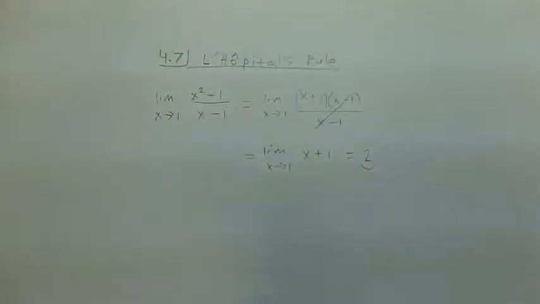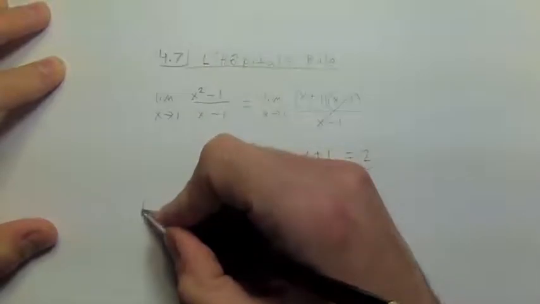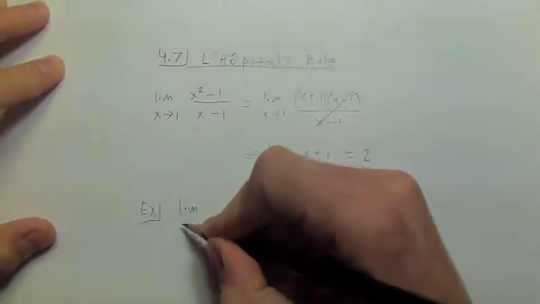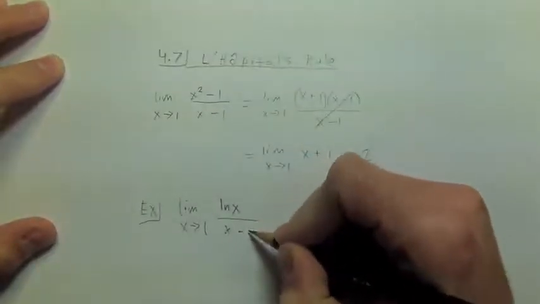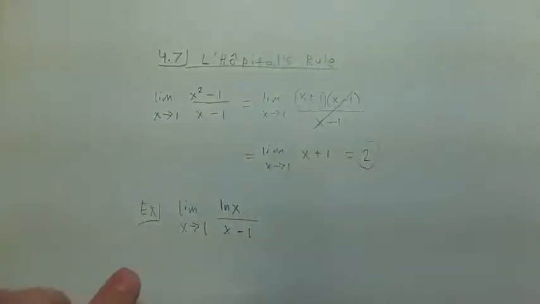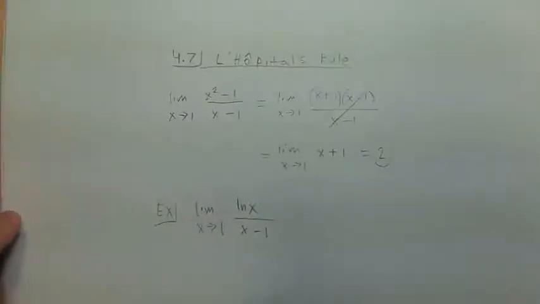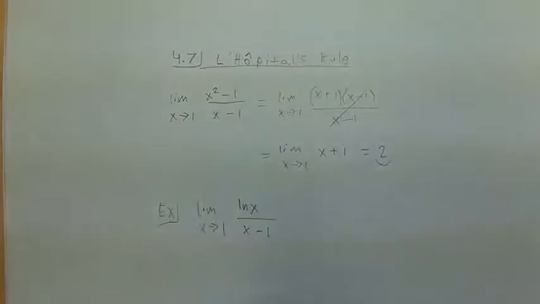The problem with this method is that it depends on things that can factor, or that we can take the conjugate of, but it won't always work. For example, what do we do if we have the limit as x goes to 1 of the natural log of x over x minus 1? This is still a 0 over 0 case, because the natural log of 1 is 0, and when I plug in 1, I get 0 over 0.